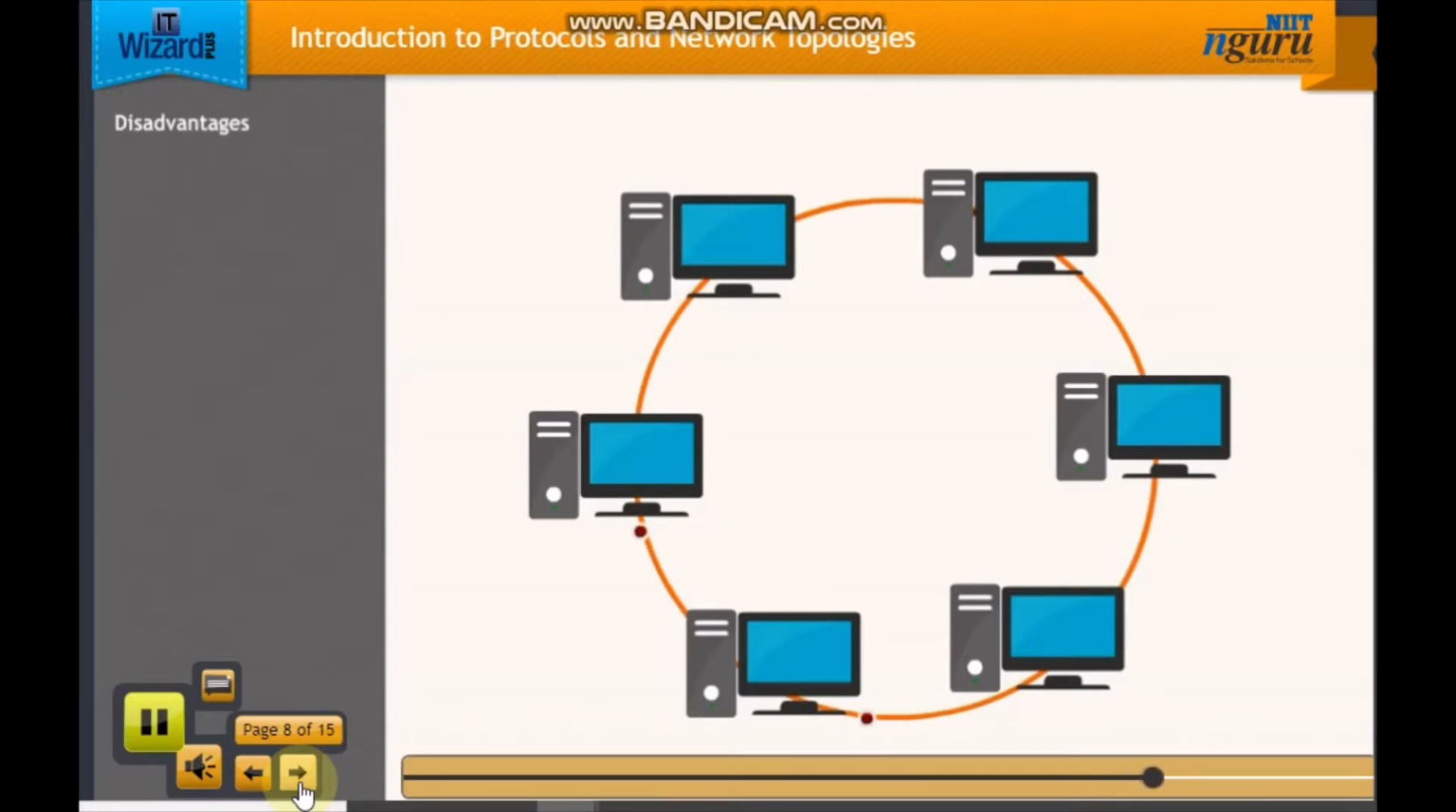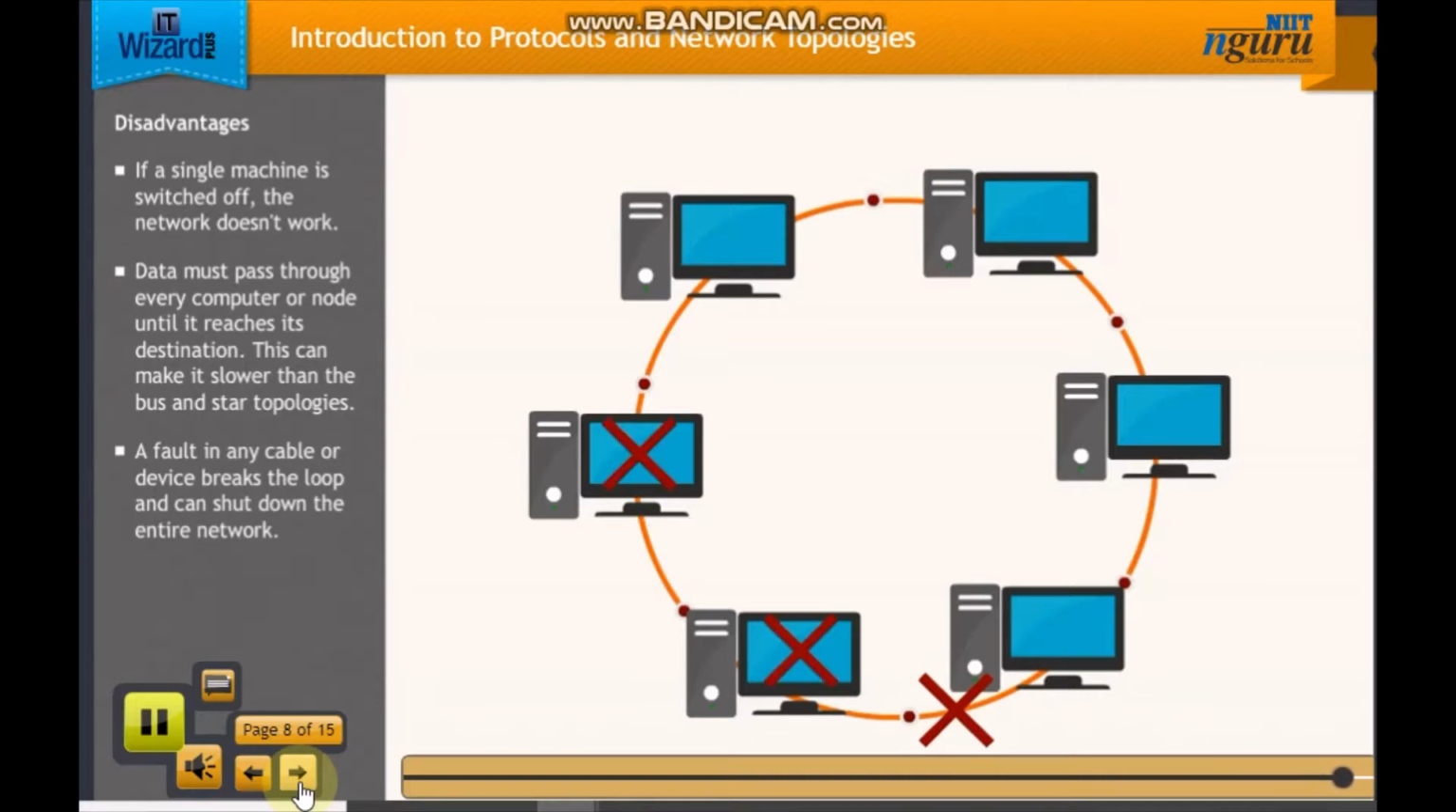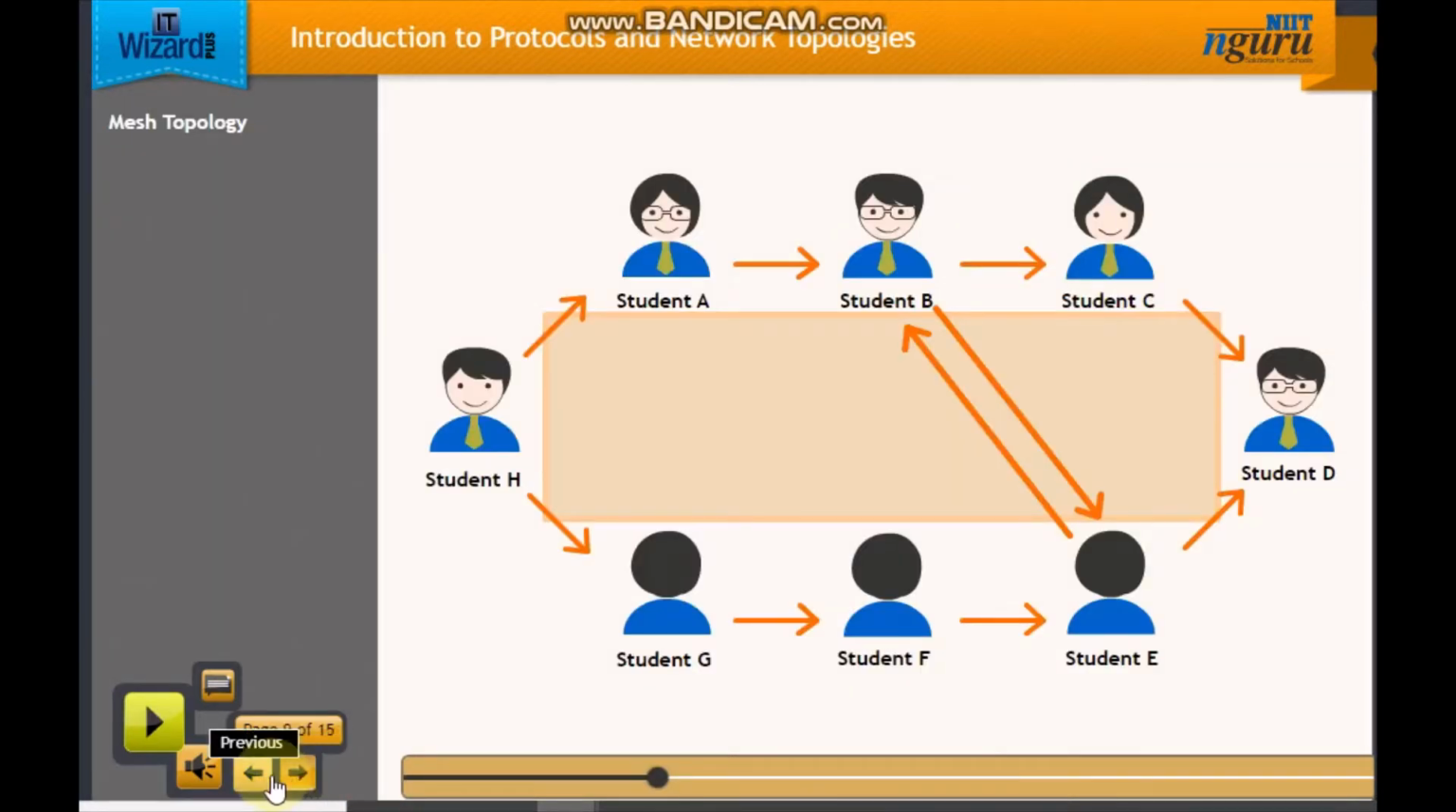Disadvantages. If a single machine is switched off, the network doesn't work. Data must pass through every computer or node until it reaches its destination. This can make it slower than the bus and star topologies. A fault in any cable or device breaks the loop and can shut down the entire network.